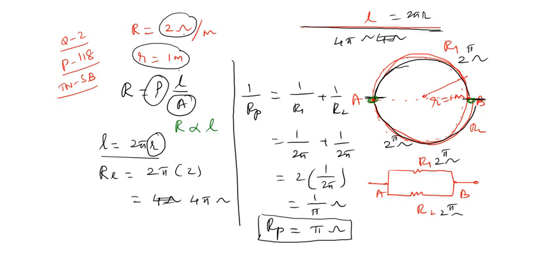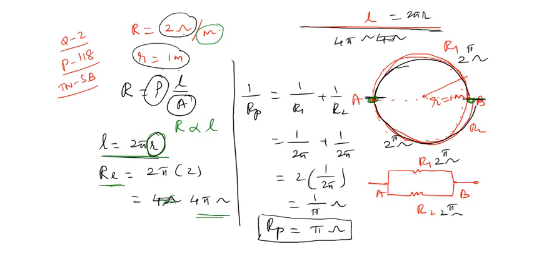When it is formed into a circle, circumference of the circle is 2 pi r. Circumference of the circle is the total length, 2 pi r. And r is the radius, which is 1 meter, and this wire has 2 ohm resistance for 1 meter. Therefore, total resistance of the circular wire will be equal to 2 pi into 2, which is equal to 4 pi ohm. Total resistance will be 4 pi ohm.